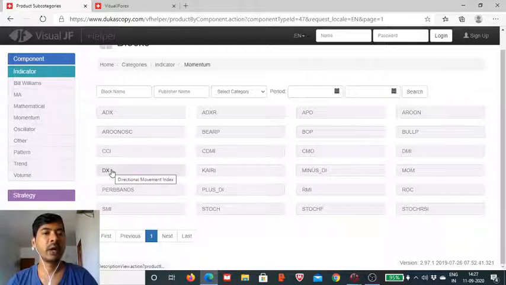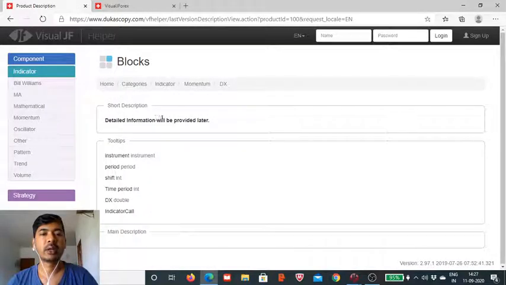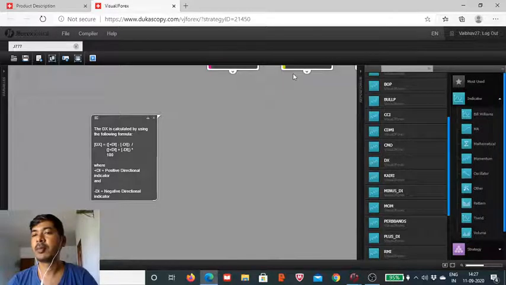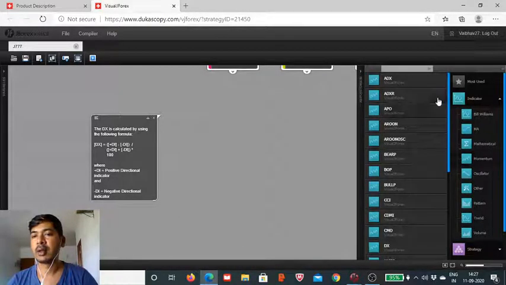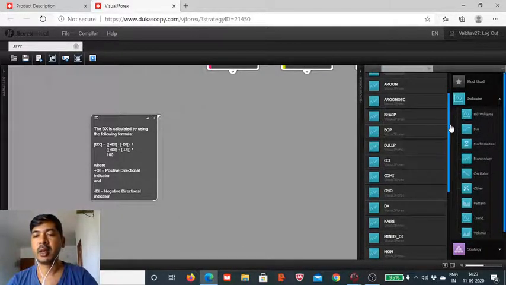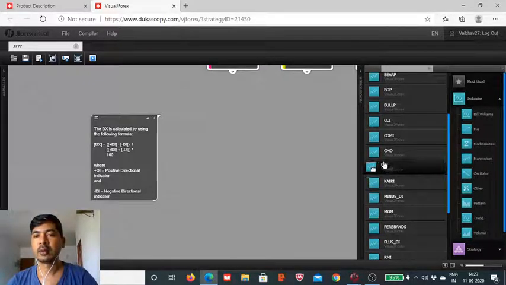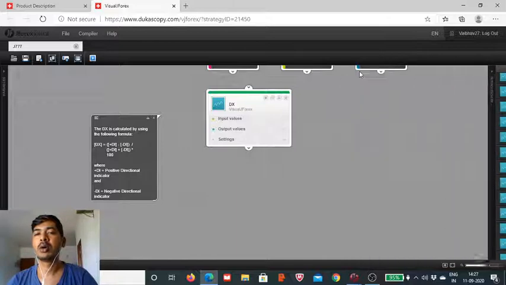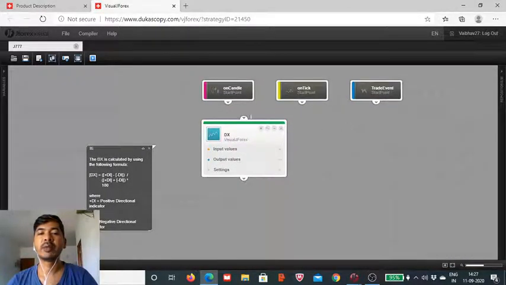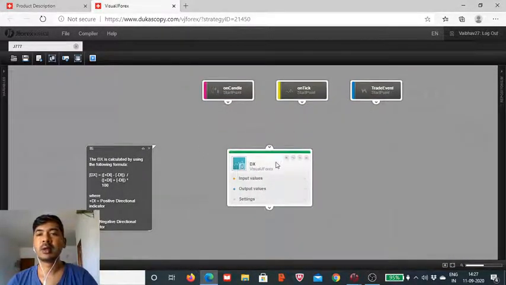This is part of the momentum indicators, and we don't really have much of a description given here. We will head straight to this Visual JForex board developed by the Dukascopy Bank SA. Let us add the DX indicator. Here comes the DX indicator block. We can use any of the three start points. In today's session, we will go with the on tick.